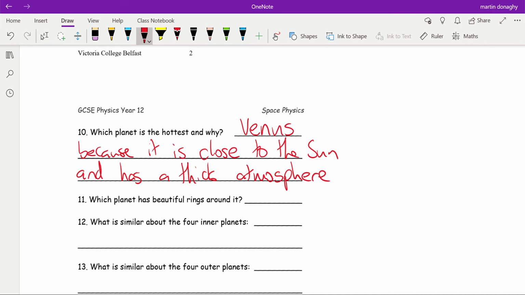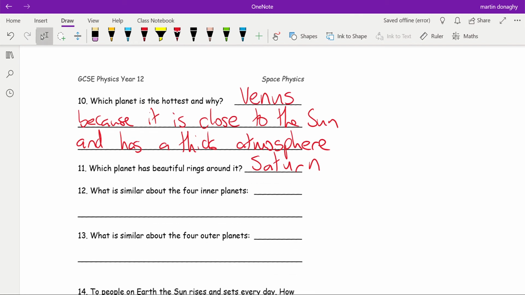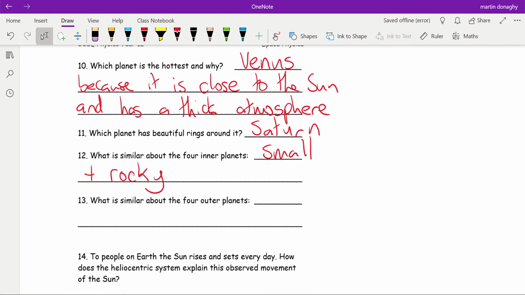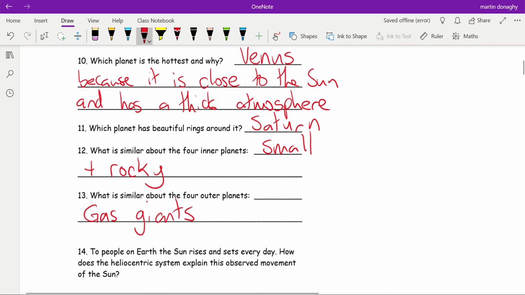Which planet has beautiful rings around it? It is Saturn. Others have rings, but they're not as visible. And what is similar about the 4 inner planets? They are all small and rocky, or terrestrial. What is similar about the 4 outer planets? They're all made of gas, and they're really, really large, so they're called gas giants.